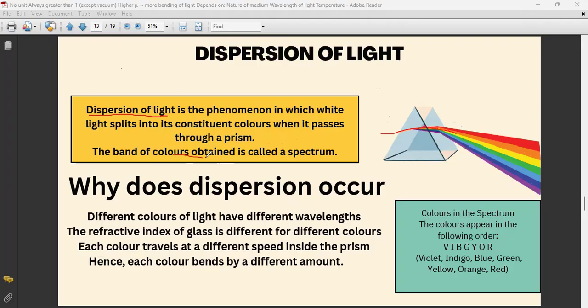The band of colors obtained is called the spectrum. The band of colors which we can see here is nothing but the spectrum. So what is dispersion? Light splits into its constituent colors when it passes through a prism, and the band obtained is called the dispersed light or the spectrum. Now, why does this occur? Different colors of light have different wavelengths, and the refractive index of the glass is different for different colors.